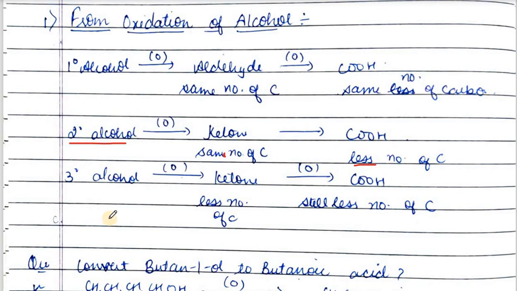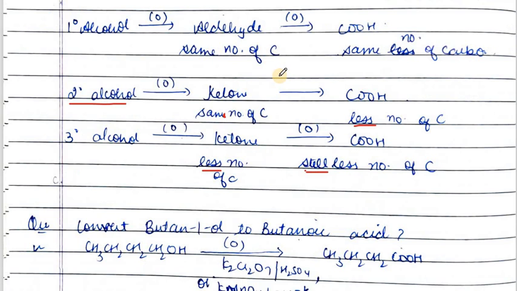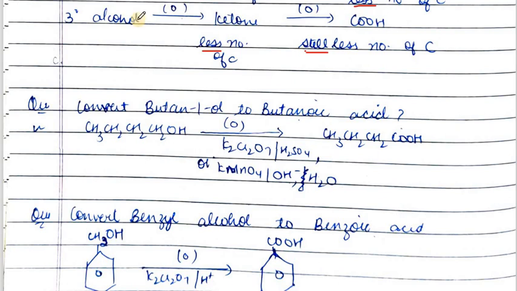And in tertiary alcohols, first ketones are formed with less number of carbon atoms due to carbon-carbon bond cleavage, and then upon further oxidation gives carboxylic acid with still less number of carbon atoms. So this is how we get carboxylic acids from alcohols, which we have done earlier also. Now example is convert butan-1-ol to butanoic acid.